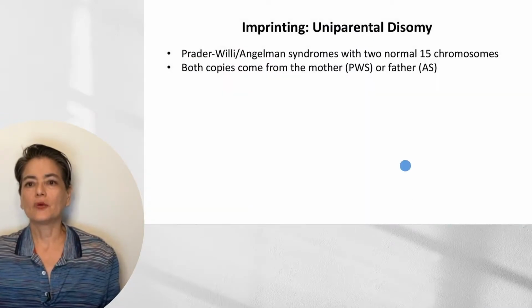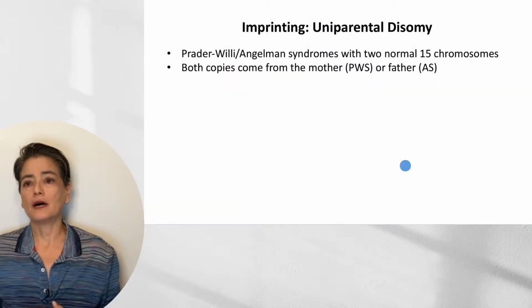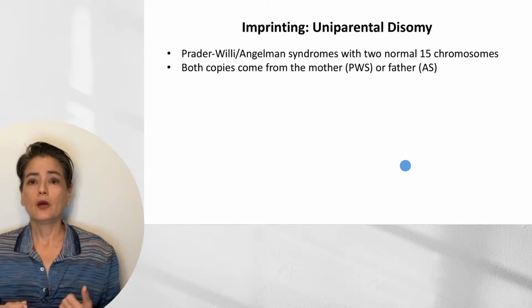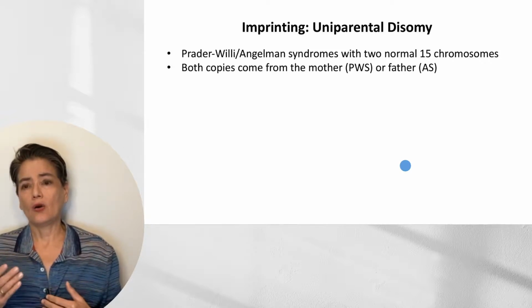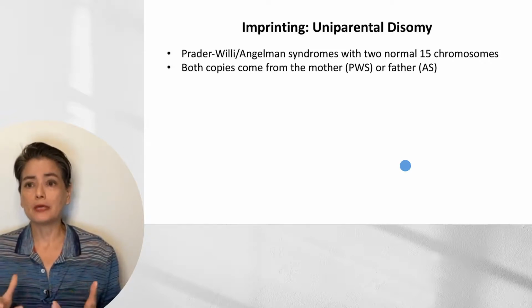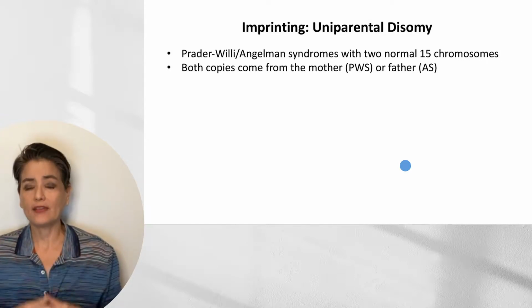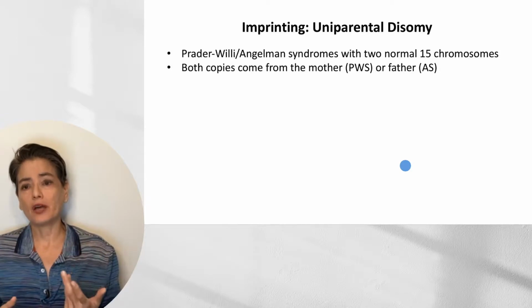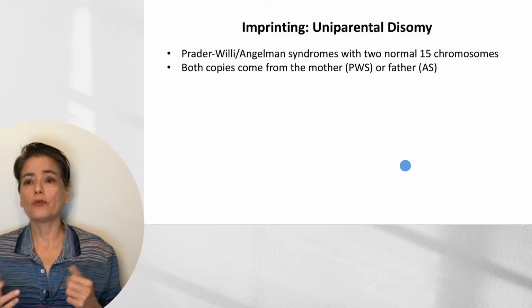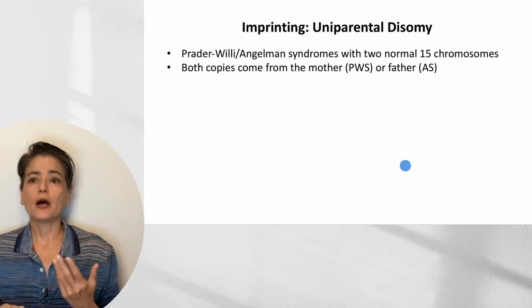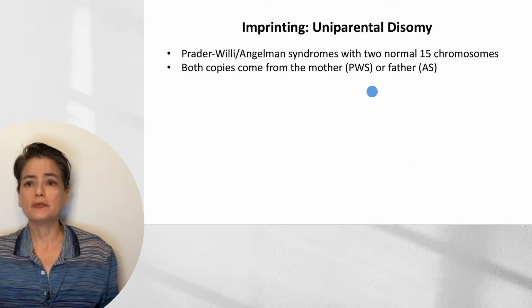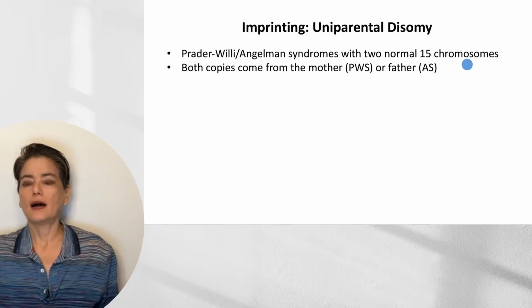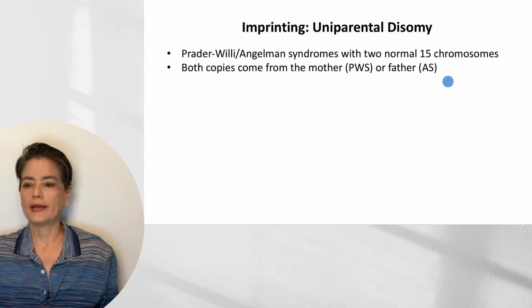And that occurs because we found that there were some children with Prader-Willi and Angelman syndrome who had 2 completely normal chromosome 15, so no deletion at all. How did this happen? It happens because both copies came from either the mother or the father because of something called uniparental disomy. And what happens is if both chromosomes come from the mother, then we have lost our active Prader-Willi genes. Conversely, with the father, we will end up with Angelman syndrome.